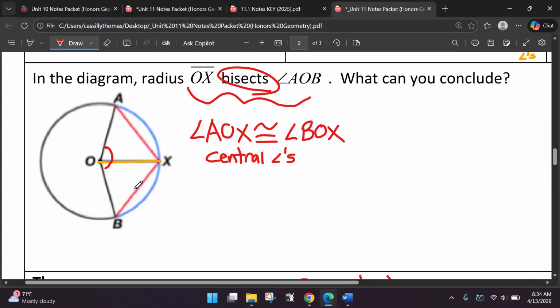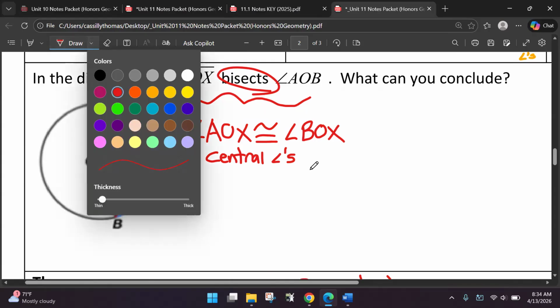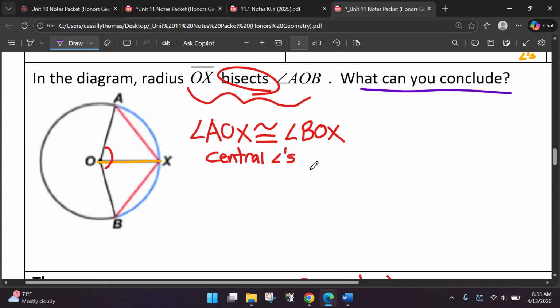Remember, central angles, that was a Unit 10 idea. That's just the center of the circle being the vertex of the angle here. All right. So we have congruent central angles. What can we conclude from this? Well, what do we get for free? Let's just look at the theorems above.